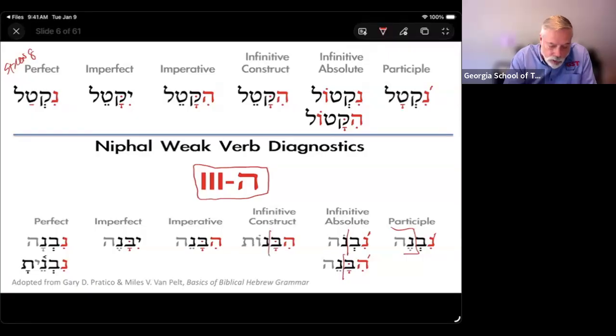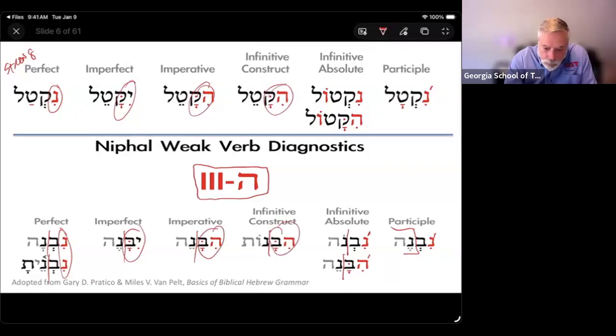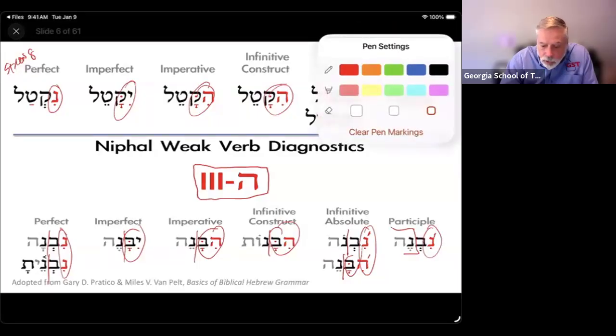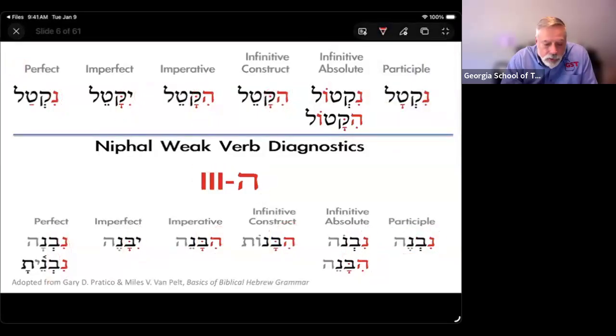Same thing here, same thing here, and same thing here. So the first half remains the same, and all the diagnostic features have not changed. If you compare these to the perfect, that's the same, that's the same, and that one too. So they're all the same. Now what does change is that third hey. But these are not new.